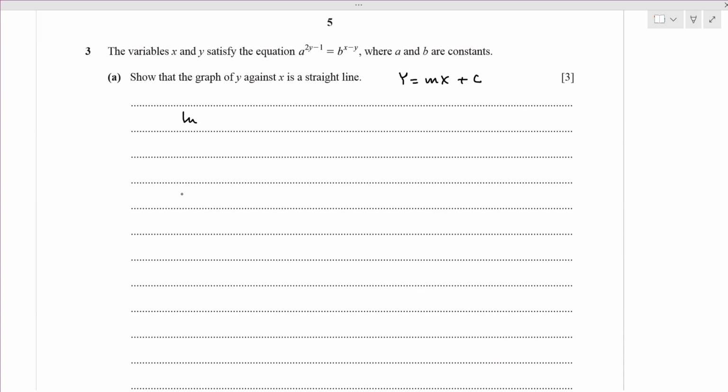taking ln or lg on both sides: ln a to the power 2y minus 1 equals ln b to the power x minus y. According to the property of log, (2y minus 1) ln a equals (x minus y) ln b. Our target is to get a constant term here.